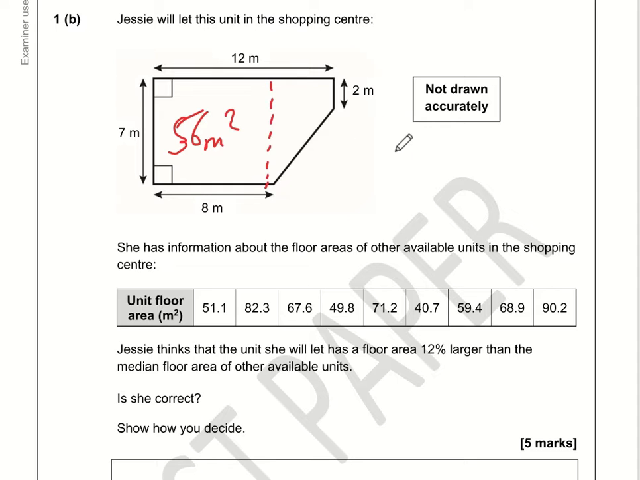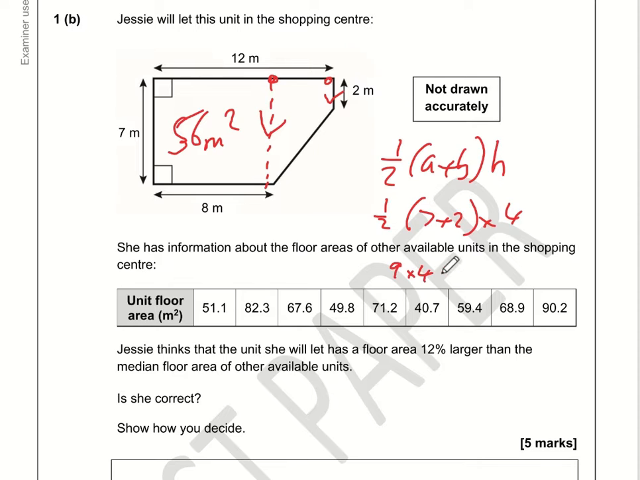They've not given you the formula, but the formula for the area of a trapezium is half of A plus B times by H. Now A and B are the parallel sides, so these are the parallel sides here, so that is a half of 7 plus 2 multiplied by the height, which is this distance here, and that's going to be 12 take away 8, which is times 4. 7 plus 2 is 9, so that is 9 times by 4 divided by 2, and that is 18. So that is 18 square meters.